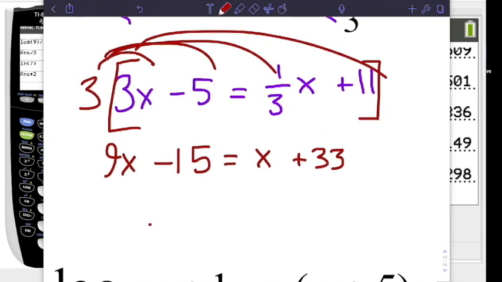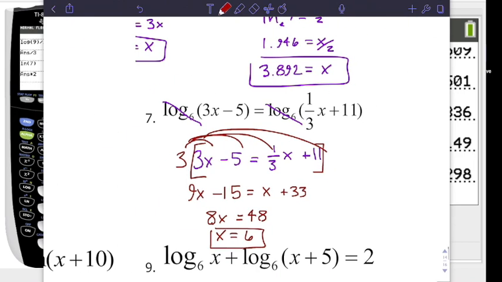So I'm going to subtract over x. I'm going to get 8x. I'm going to add 15. I guess that gives me 48. And then to go back and divide, you'll get x equals 6.